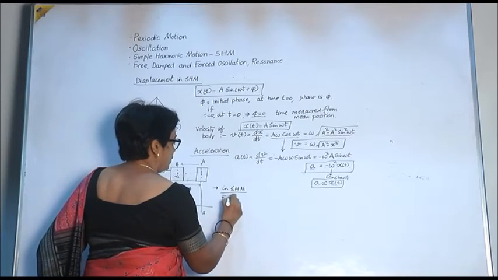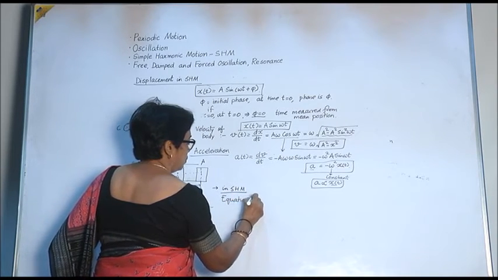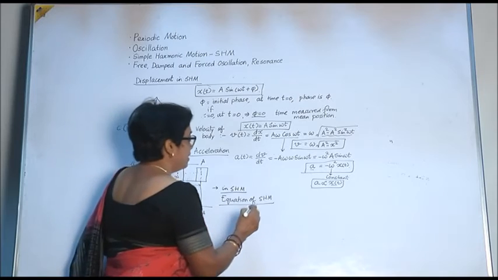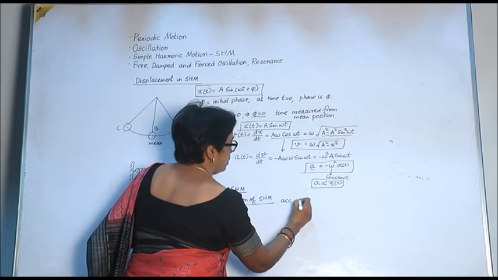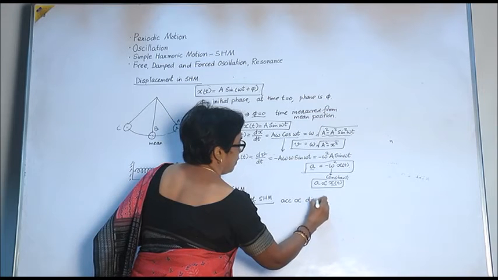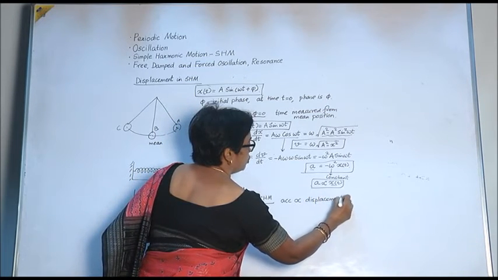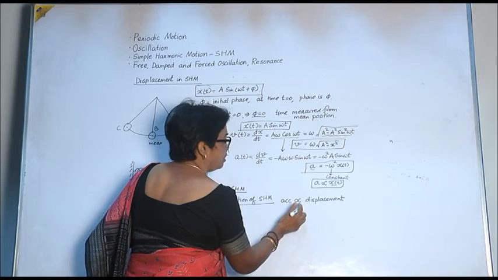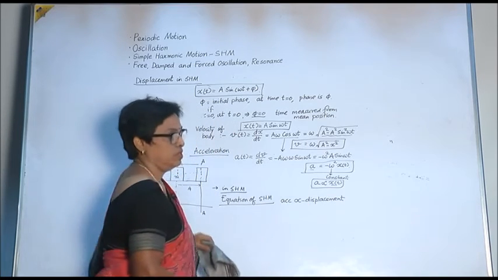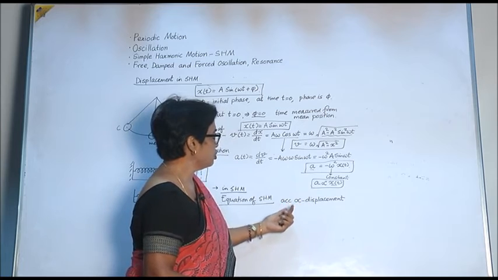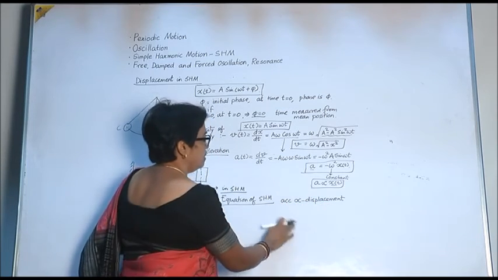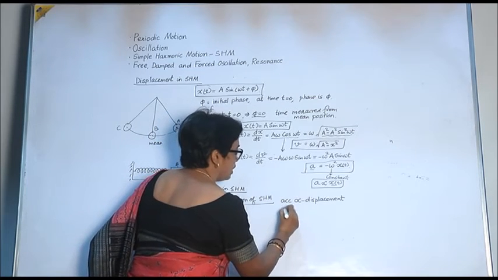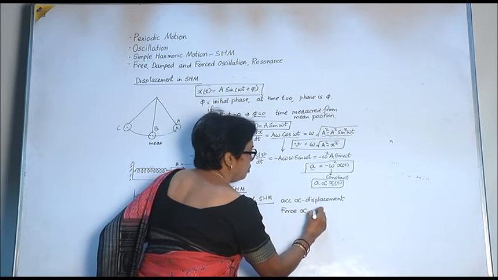I can write an equation of simple harmonic motion: your acceleration has to be proportional to displacement and towards the mean position. Displacement is always measured from the mean position, but acceleration is always towards the mean position. So we put a negative sign; if we write it as a vector, acceleration is minus displacement. If you multiply by mass, the force is also proportional to displacement.